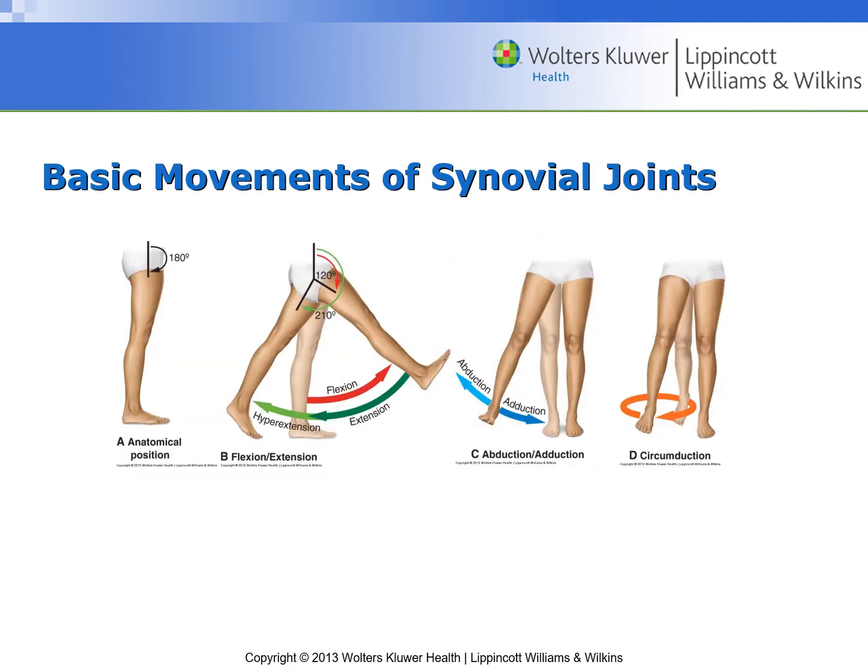And here we have illustrated the basic movements of synovial joints, in particular the ball and socket joint, which is the hip joint here. The hip joint allows for movement in all planes. In illustration A, the hip is in anatomical position. In illustration B, we see flexion and extension. In illustration C, we see abduction and adduction. And in illustration D, we see circumduction.